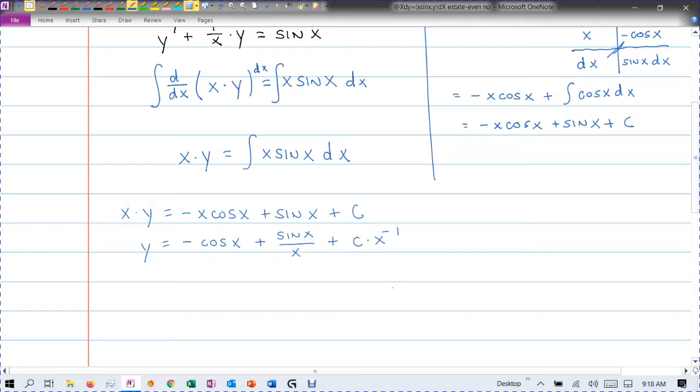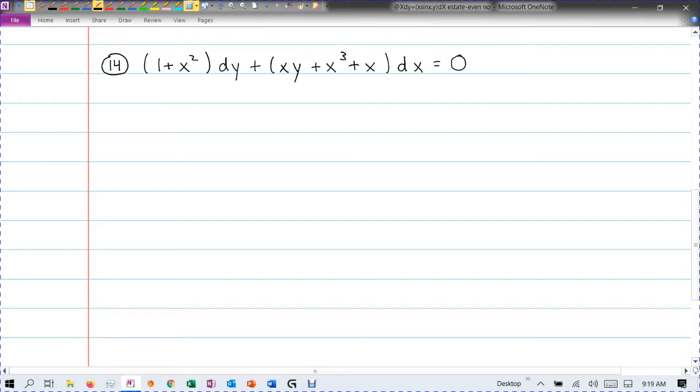All looks good. Oh yeah, and then also remember this is valid for x greater than 0. All right, moving on. 14. All right, so for 14, we have (1 plus x squared) dy plus (xy plus x cubed plus x) dx. That looks complicated. Equals 0.